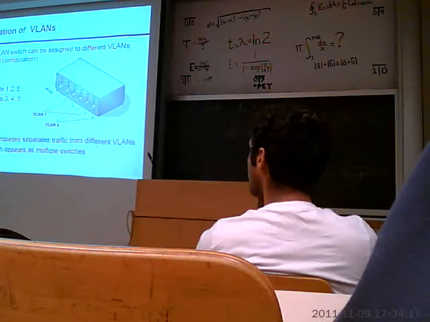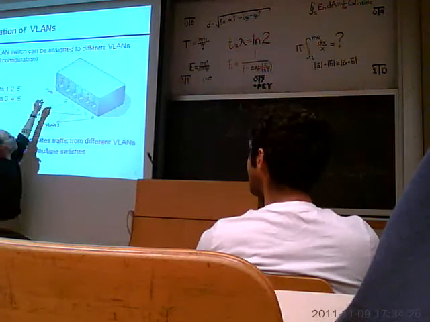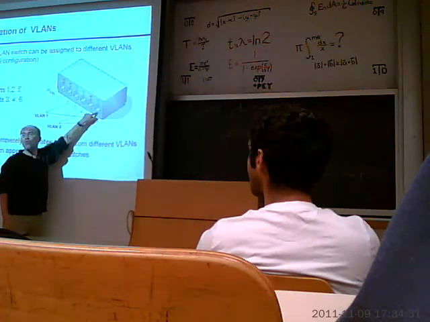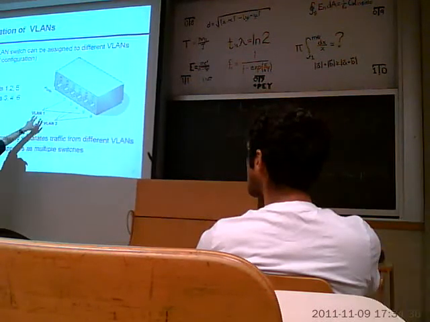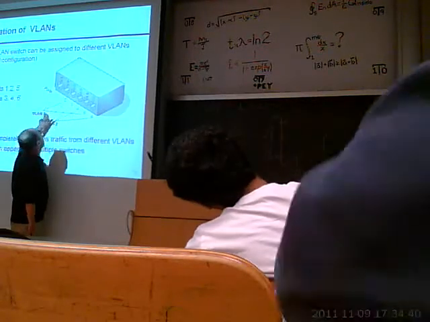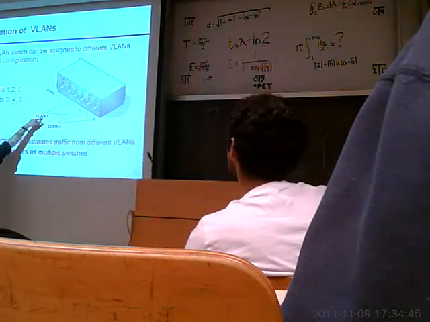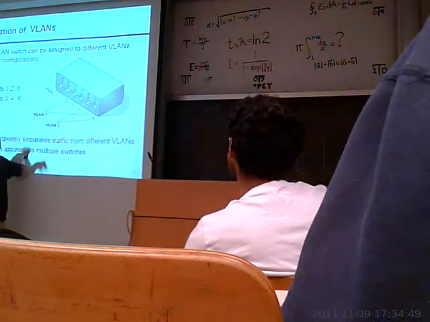One way, and I'm using colors here to indicate different VLANs, is that one essentially assigns VLANs to ports of the switch. So we have here VLAN 1 indicated by a red color. Ports number 1, 2, and 4 are assigned to VLAN 1. Ports number 3, 4, and 6 are assigned to VLAN 2.